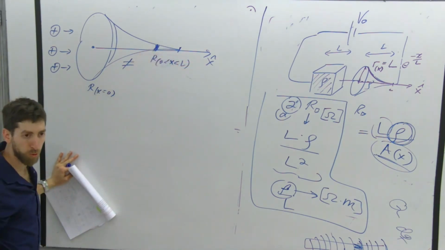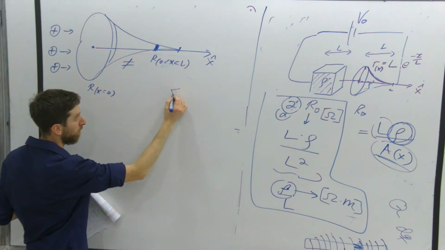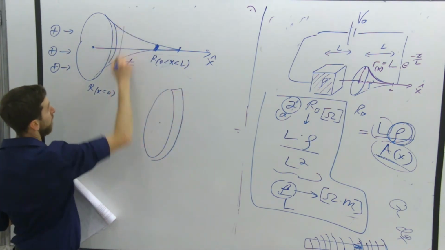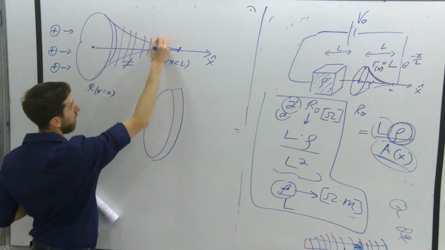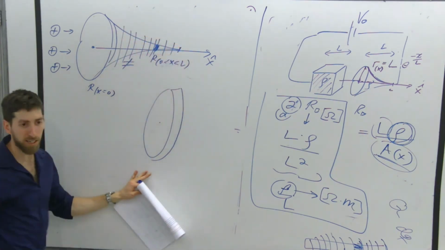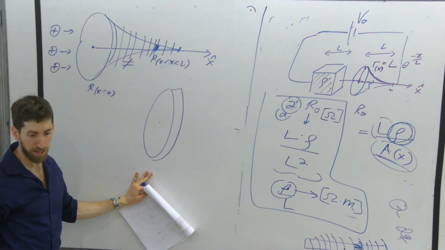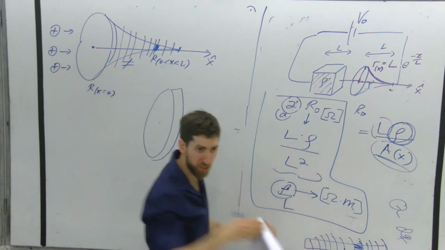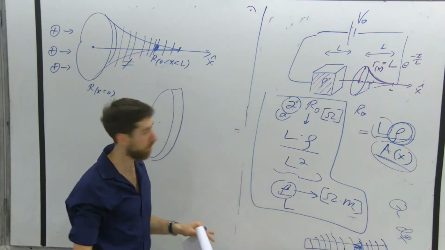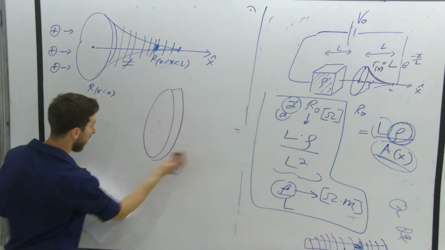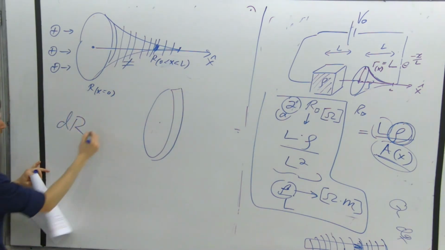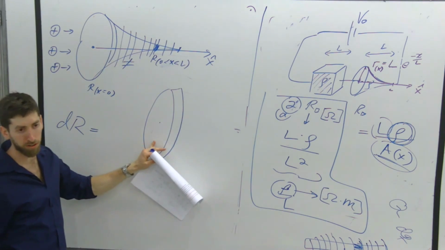So let's draw this kind of thing. How does it look? If I cut it, it's kind of like a coin. I can take a lot of coins and put them in a row, and then eventually they're going to form the cone, right? So let's ask what is the resistance, let's call it dR because it's a small resistor, dR of this coin.